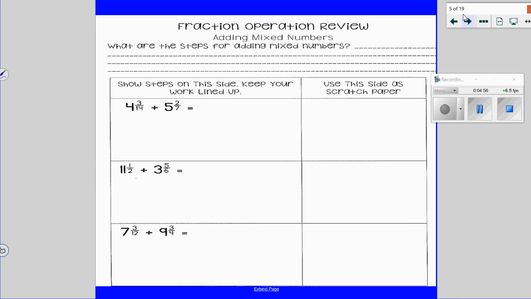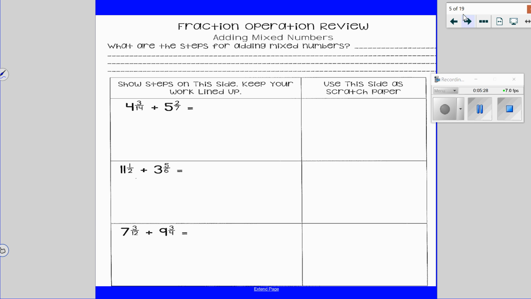Okay, let's talk about adding mixed numbers. And we'll let Ms. McShan do this. See how excited she is to be out there. Guys, you have to be quiet though. Is it on pause or is it recording? Recording. Great.